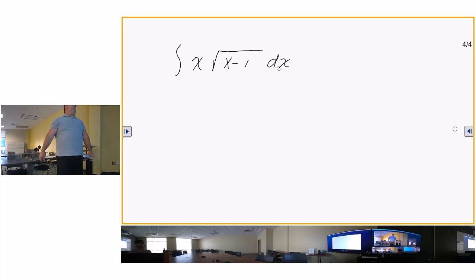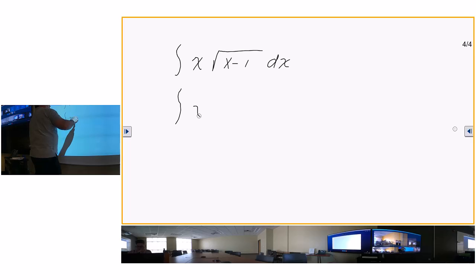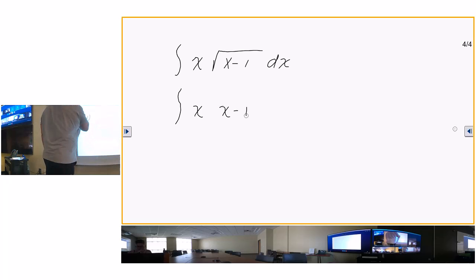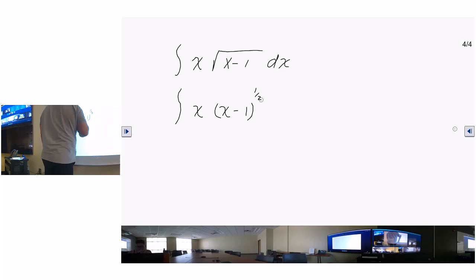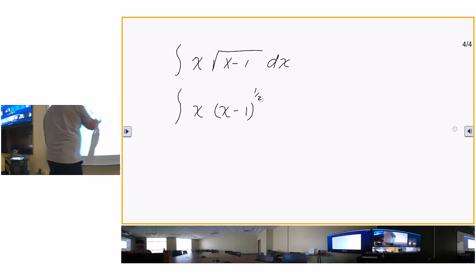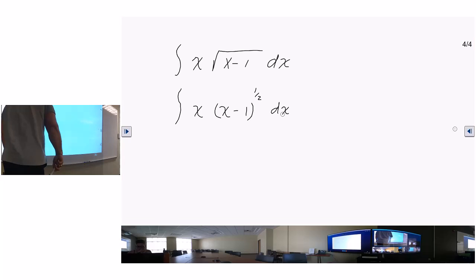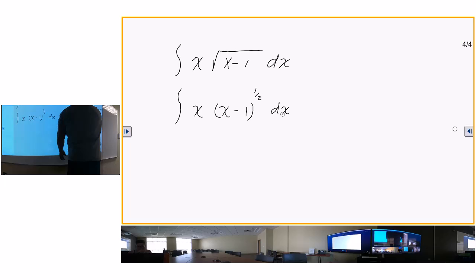So I'm gonna rewrite mine. Antiderivative of x times x minus 1 to the 1/2 power. And I'm gonna make my u equal to x minus 1.